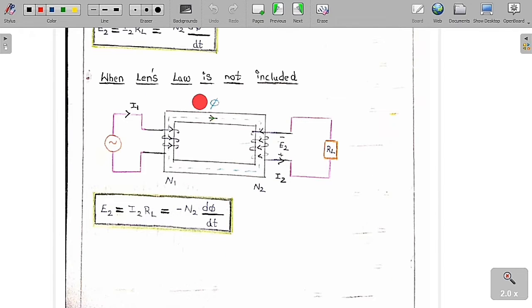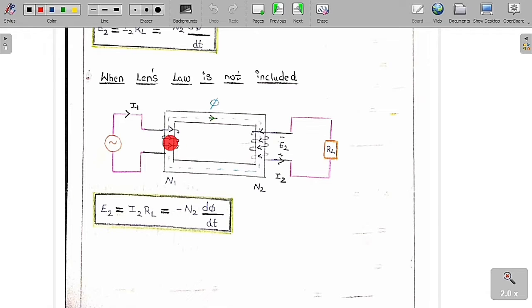Now we will see what happens if Lenz's law is not included. Same thing, same magnetic core, the primary coil and secondary coil. Now I am going to give a supply voltage V(t) to the primary coil. This is positive and this is negative. If I send the current in this direction, you can see clearly the current is going to flow in this direction in this primary coil of N1 turns.